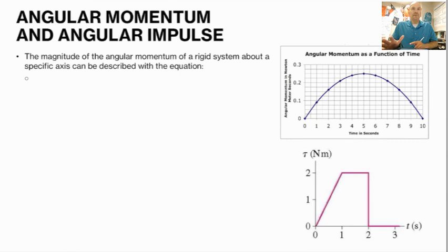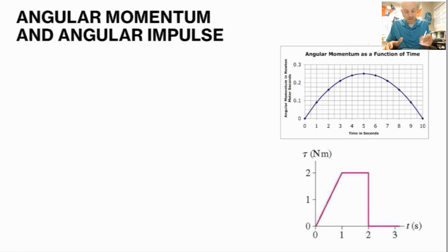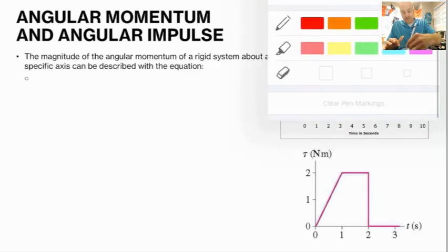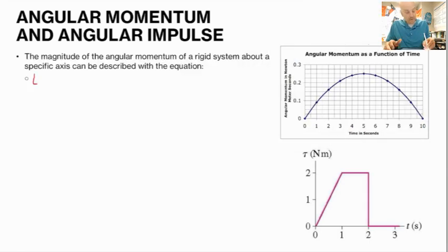So the magnitude of the angular momentum of a rigid system about a specific axis can be described by the equation L equals I omega. So L is angular momentum. I, of course, is the rotational inertia, the rotational equivalent of mass, and omega is the angular speed. So it still has that p equals mv kind of look to it.